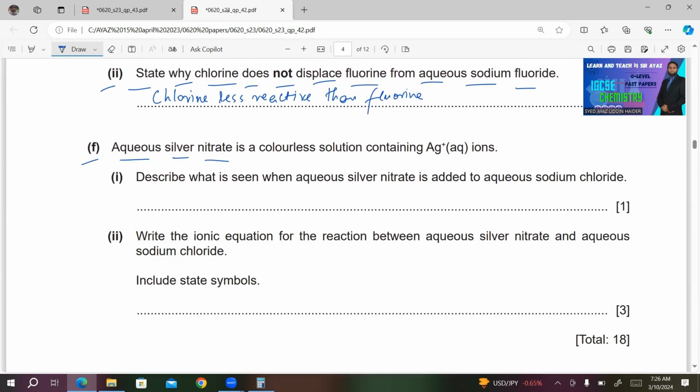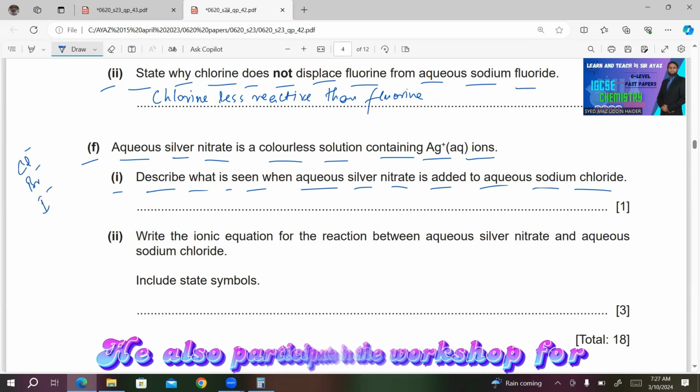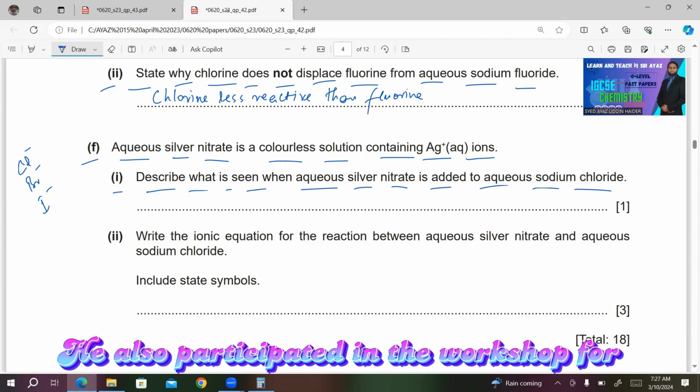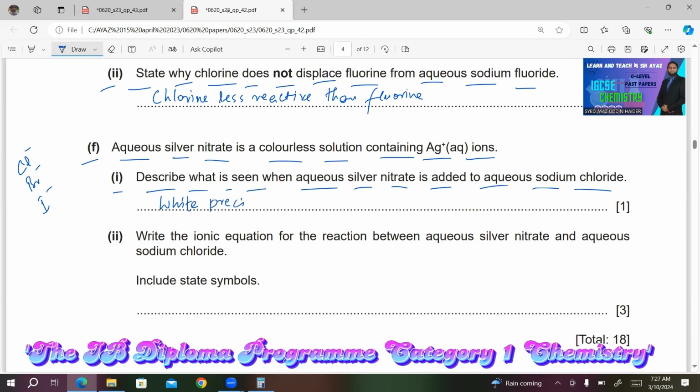F. Aqueous silver nitrate is a colorless solution containing Ag plus aqueous ions. Number 1, describe what is seen when aqueous silver nitrate is added to aqueous sodium chloride. Aqueous silver nitrate is used to identify the halide ions, that is Cl negative, Br negative, and I negative. Cl negative ion will be identified through the change in color. The change in color will be a white precipitate.